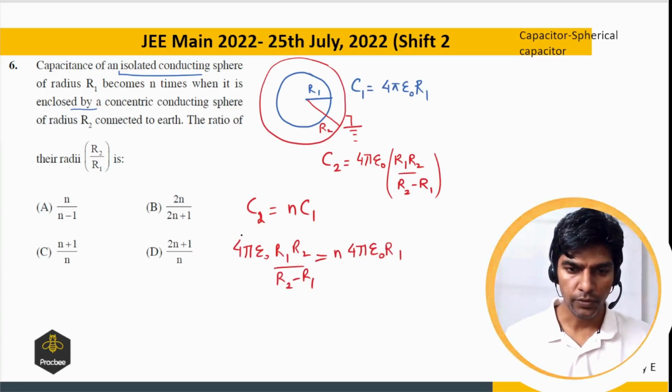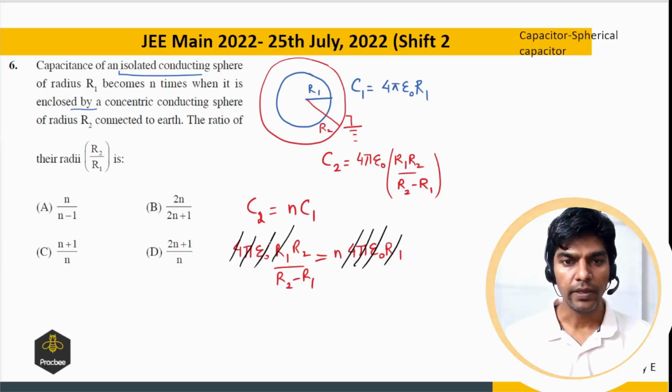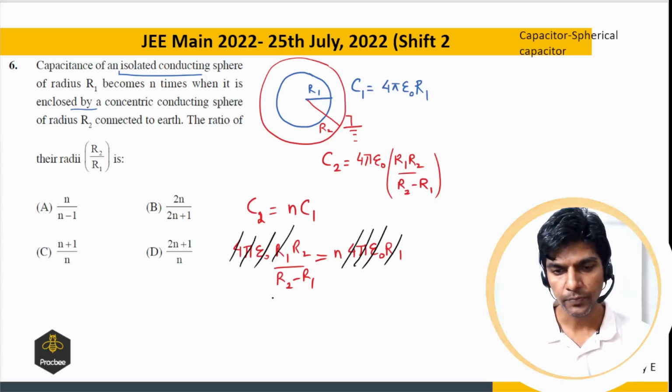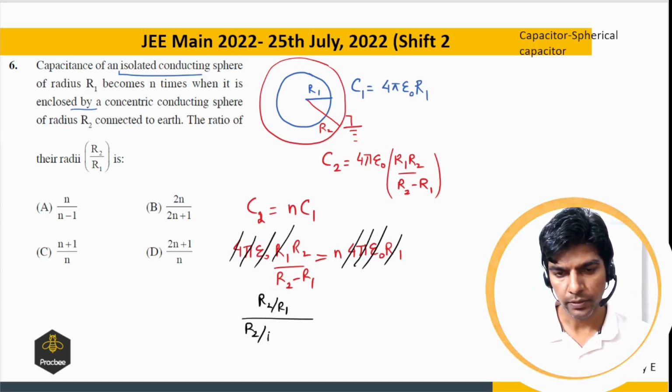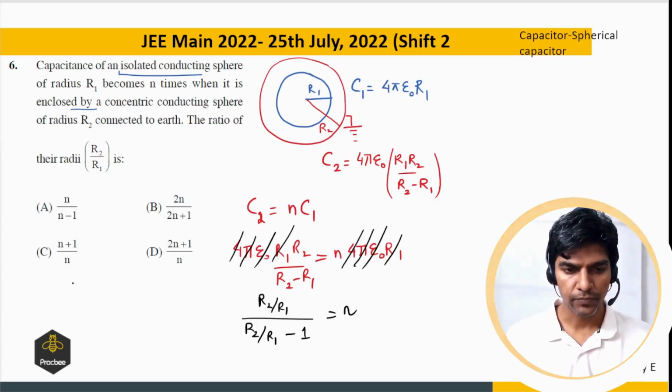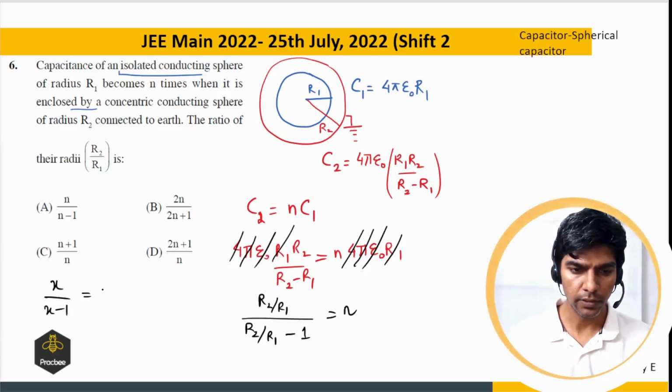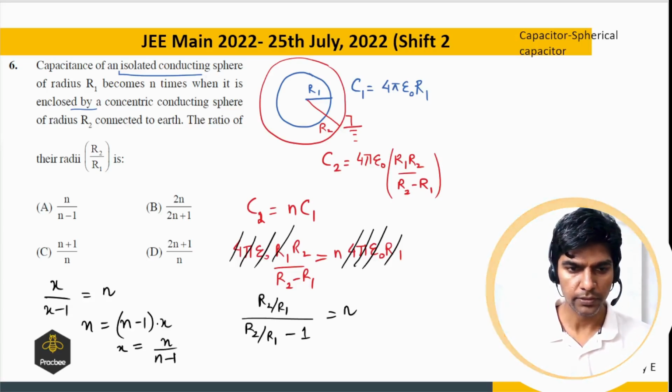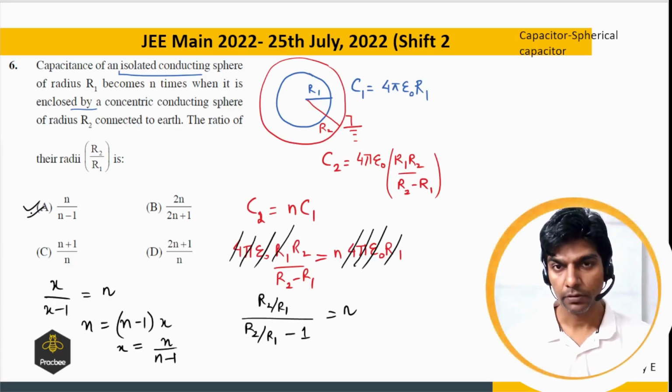Now if we remove the constant factors, 4 pi epsilon naught will get cancelled out, r1 will get cancelled out, and we have to find r2 by r1. So if I divide the left hand side's numerator and denominator by r1, we will get r2 by r1 upon r2 by r1 minus 1 equals n. Let me take r2 by r1 as x. So we can say x upon x minus 1 equals n. From this we can say n equals n minus 1 times x. So x comes out to be n upon n minus 1. So option A is the right answer.